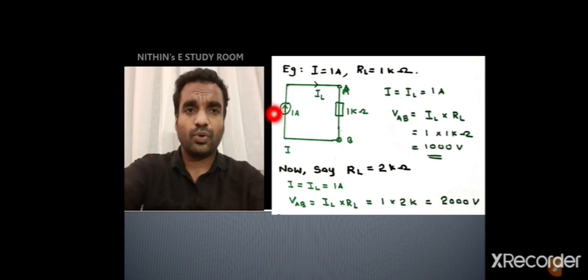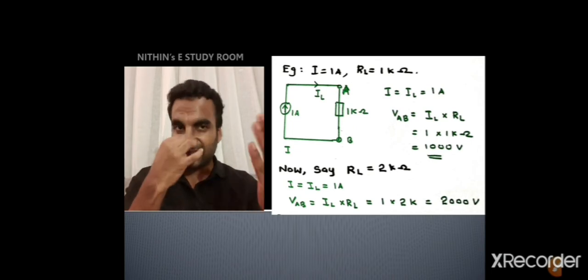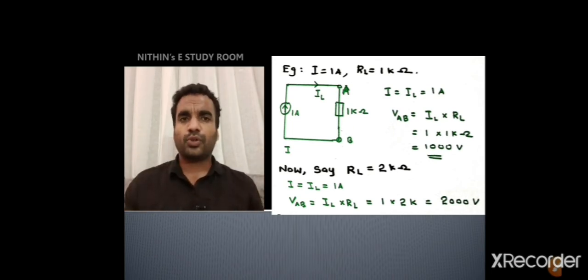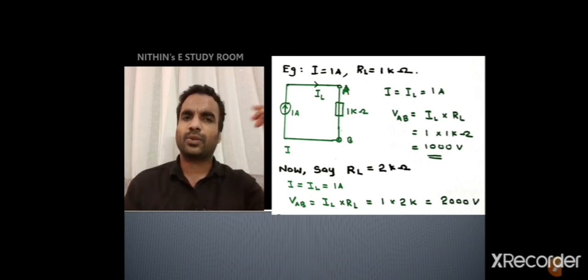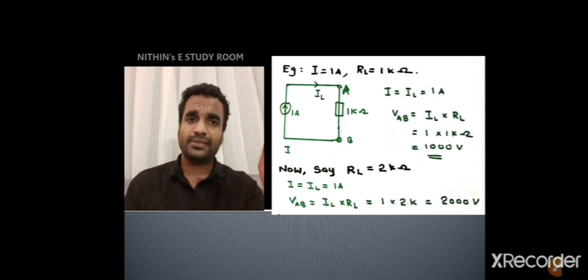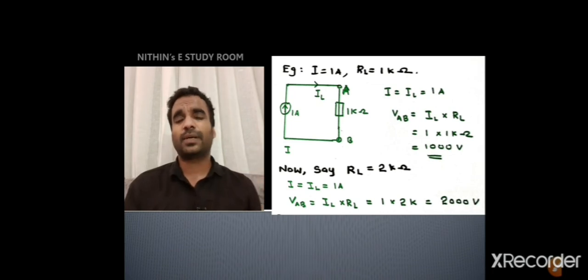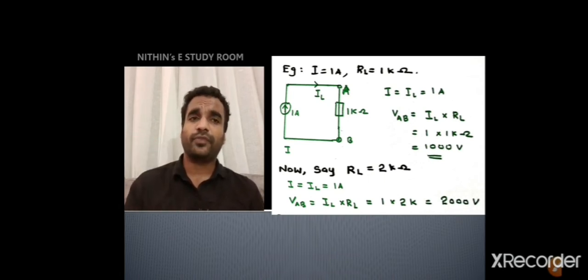No need to go and find it separately. Current is 1 ampere, that is given as the source. So you know that the 1 ampere current is the current passing throughout the circuit. So I is equal to IL, where I means the capacity of the source and IL means current in the load. As it is a series path, all the current will be the same. So current I or IL will be equal to 1 ampere. Now what is the question? What will be VAB?